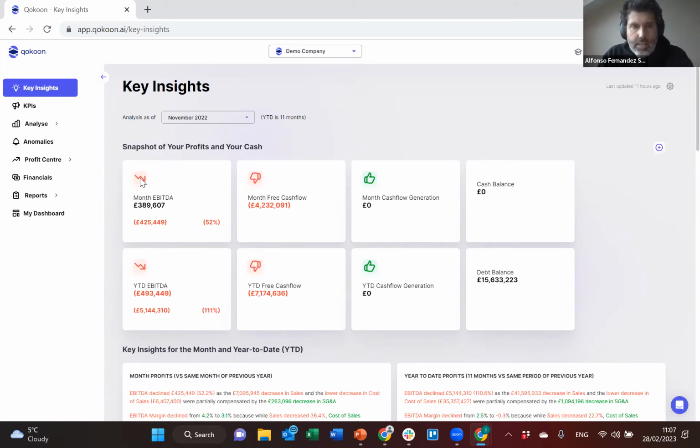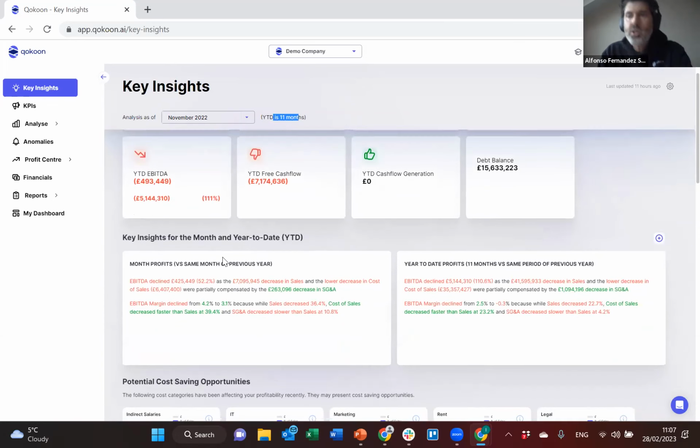So basically, we're going to tell you, look, your EBITDA for the month was 389,000, but it has declined versus last year, same month last year, 52%. Your year to date, we remind you, is 11 months. EBITDA is minus 493,000, and it has declined 5 million or 111%. I'll come back to this because then we have a sentence that will explain this. Why? And now we tell you what your month free cash flow was, your year-to-date free cash flow, your cash balance, and your debt balance.